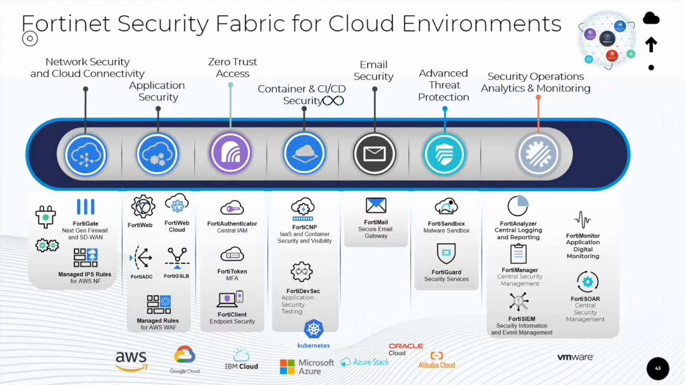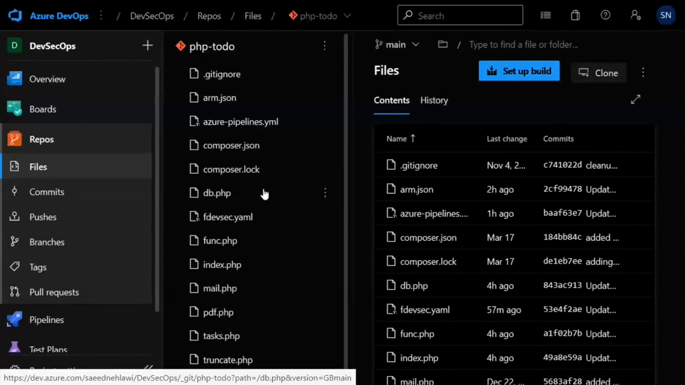So I'll continue with demonstrating the FortiDevSec tool with Azure DevOps. Let me start by sharing my screen. Okay, so let's assume that I have my application already uploaded to a repository in Azure DevOps.